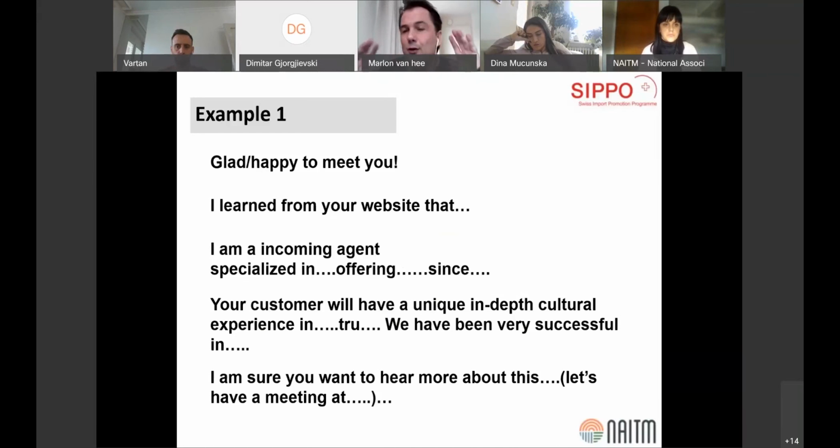But again, don't use this example as it is. I'm also going to send you a manual about elevator pitching, but try to put something on paper before you join the marketplace event. And don't copy paste this. Make it unique. Have something that you feel good with and feel familiar with.